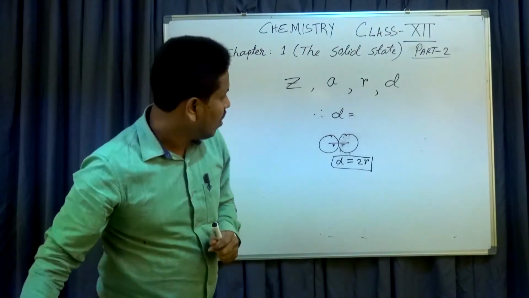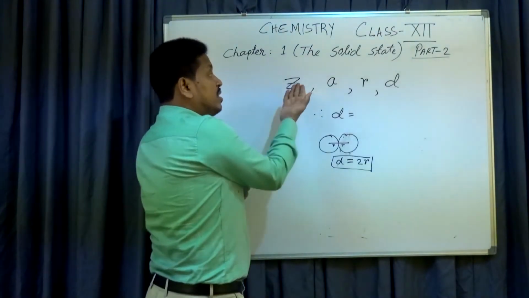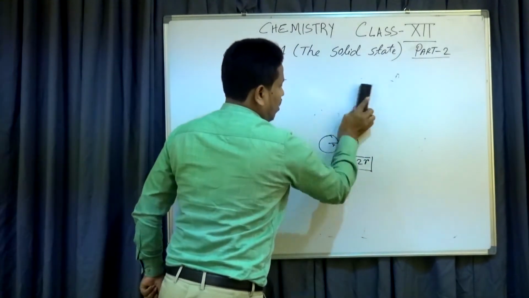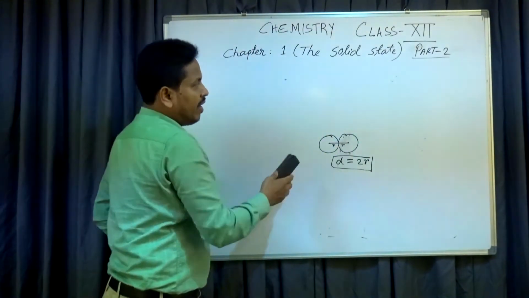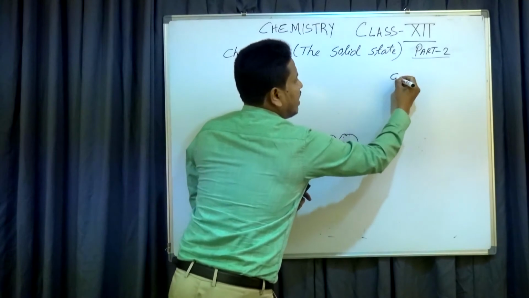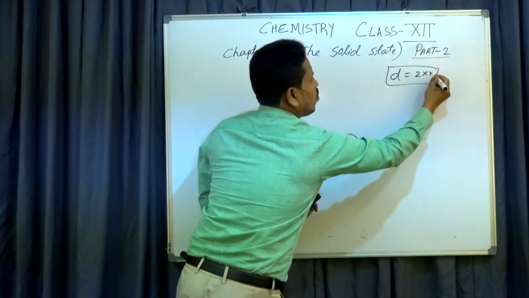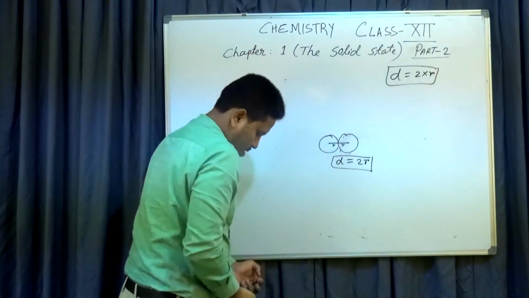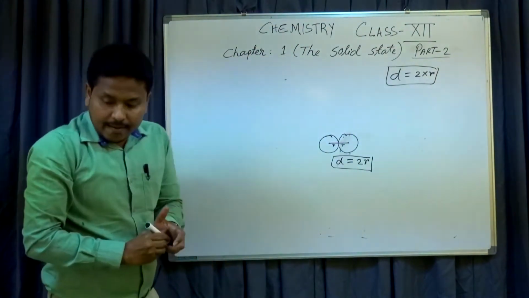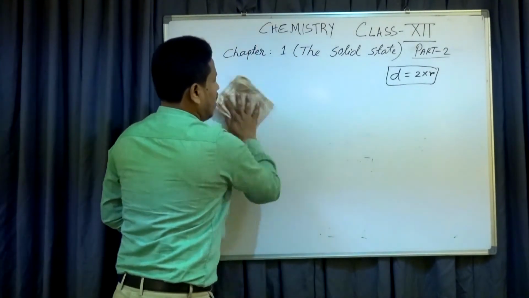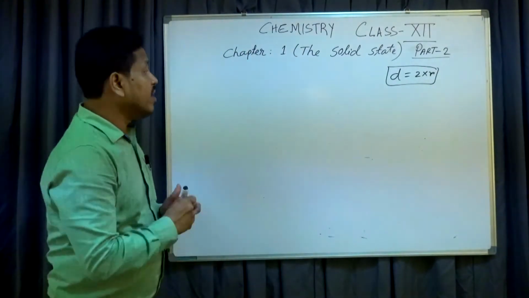Mind it. So now what are the relations between Z, A, R, D, etc.? Let us proceed. So this is the important relation. You have to remember, I am writing here D equal to 2R. Nearest neighbor distance means twice the radius of the atom. Now let us proceed to the different types of unit cell.